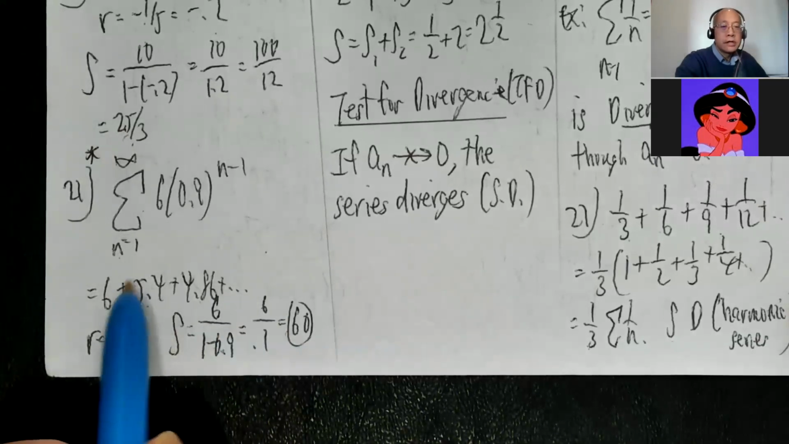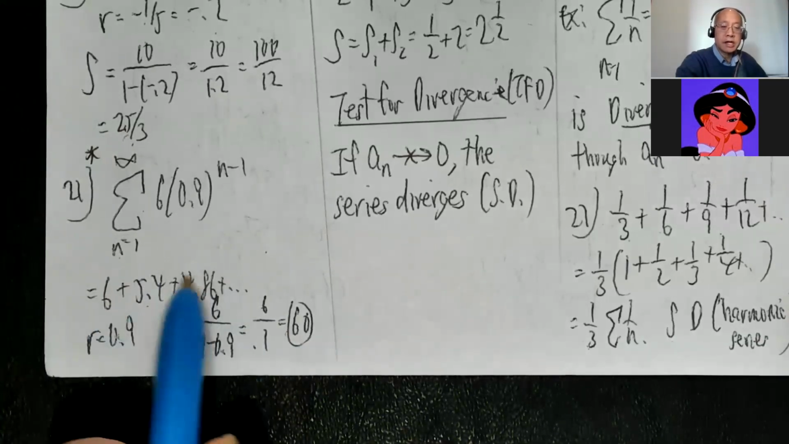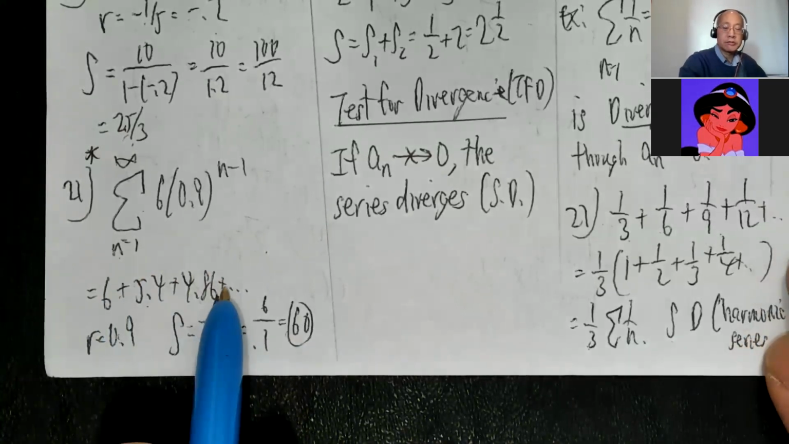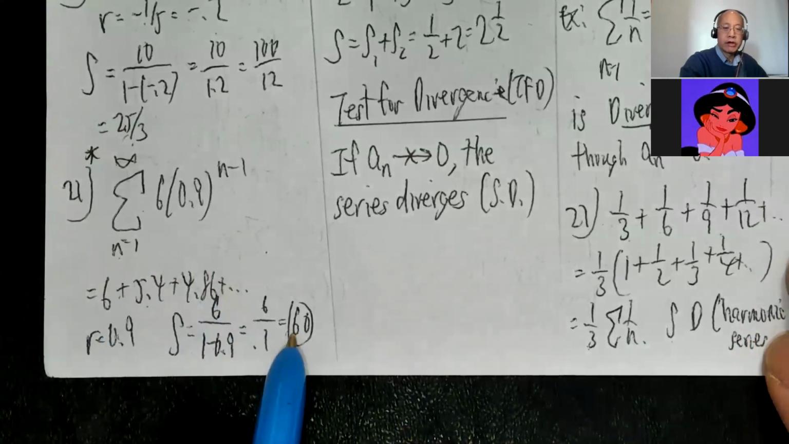And by the way, you could actually do this simulation, I guess, even in a spreadsheet. You could add up a whole bunch of terms, 100 terms, 1,000 terms, 1,000,000 terms. It'll get real close to 60.